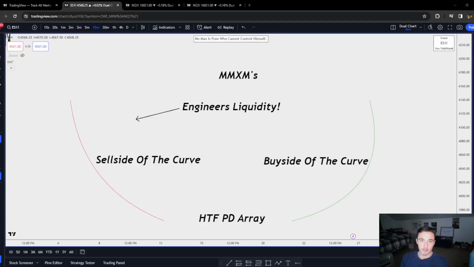Today we're going to be going over market maker models and how I am trading market maker models. So we're going to get right into the video.